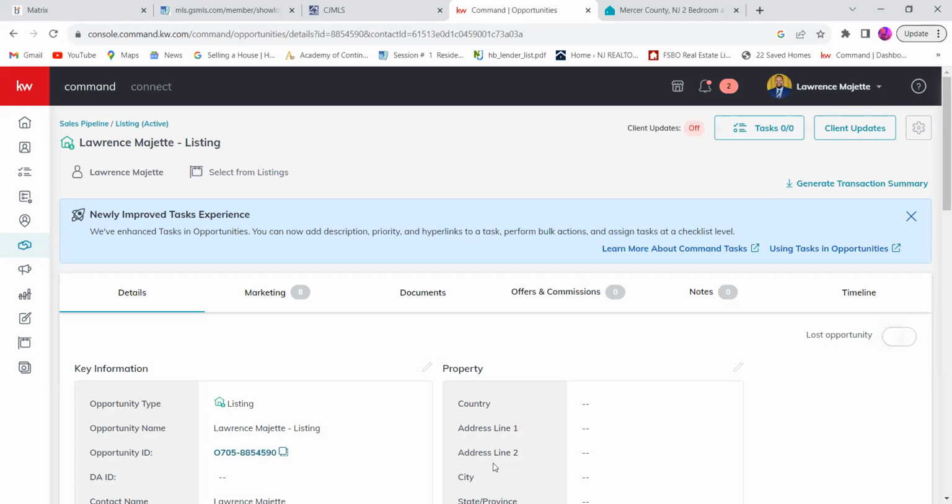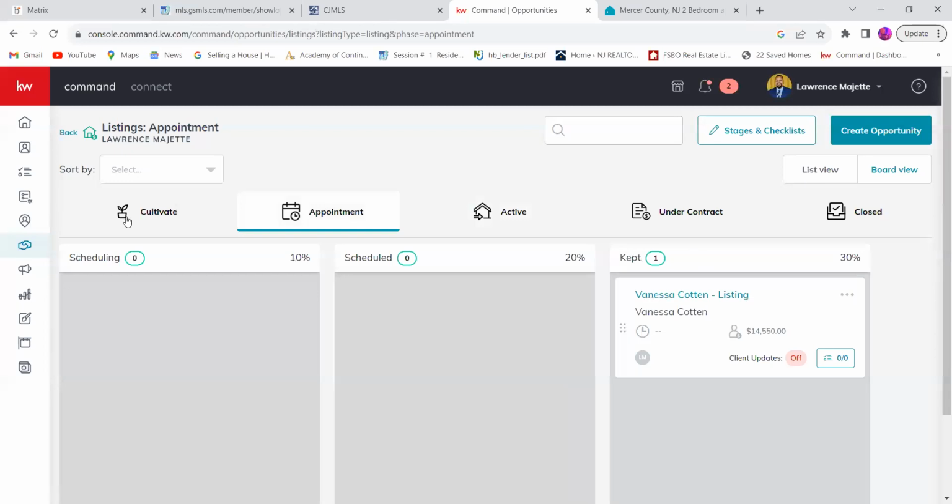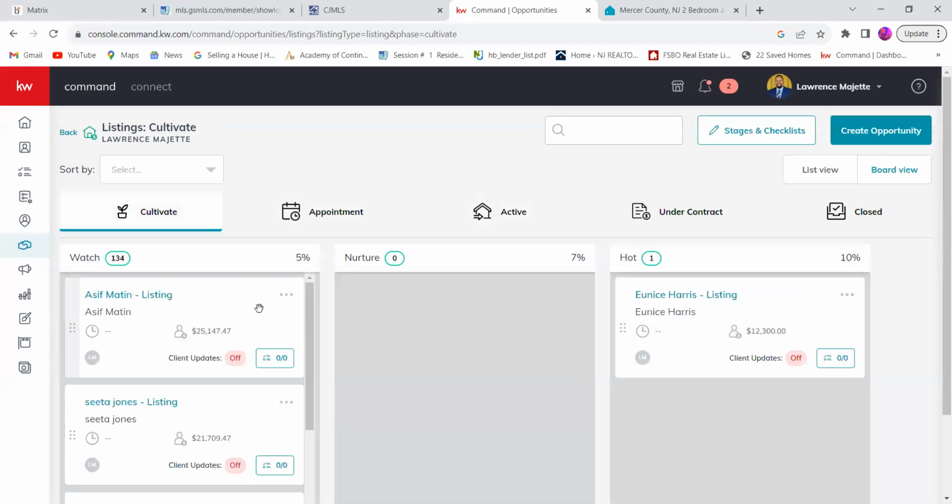Now the opportunity is created. I can see this now in my pipeline. Right? Here I am because I'm active, right? So here are the different stages of the opportunity. So cultivating would mean I'm still working on them, right? I'm still going through the motions with them. I haven't gotten a listing appointment or anything like that with them. Then we have appointment. This is where I did have an appointment. Well, here, we'll do cultivate first. So this is their watch, nurture, or hot, right?